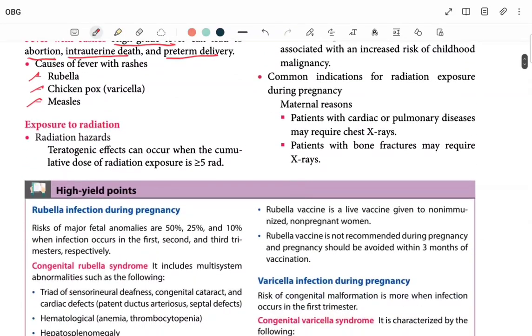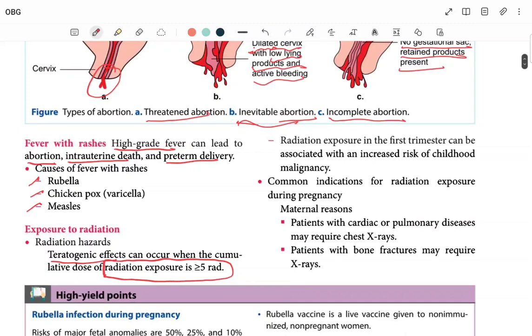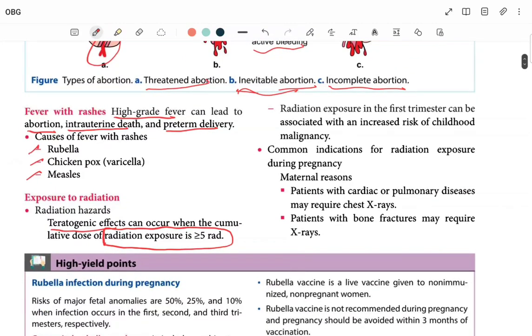Now next, coming to exposure to radiation. So what are all the radiation hazards? Teratogenic effects can occur when the cumulative dose of radiation exposure is greater than or equal to 5 rad. Very important. So radiation hazards, the cumulative dose of radiation exposure is greater than or equal to 5 rad. Radiation exposure in the first trimester can be associated with an increased risk of childhood malignancy.